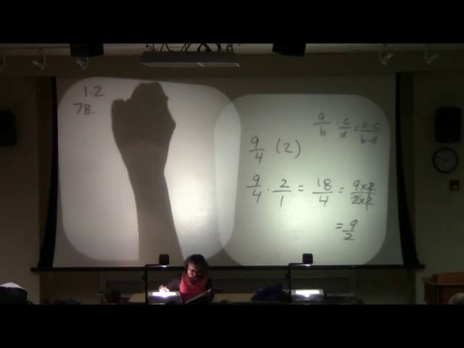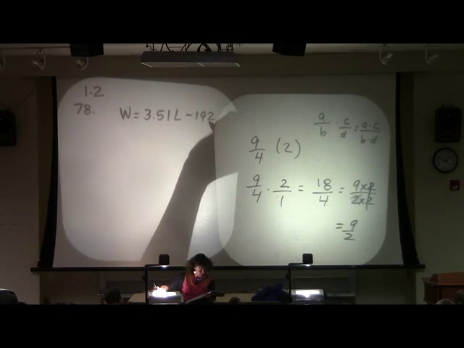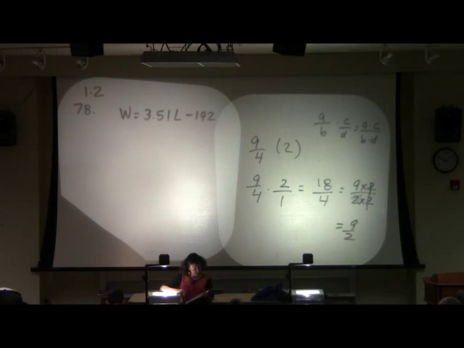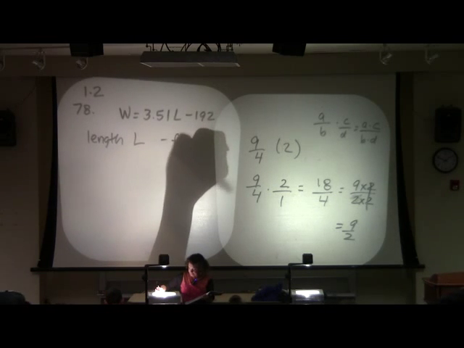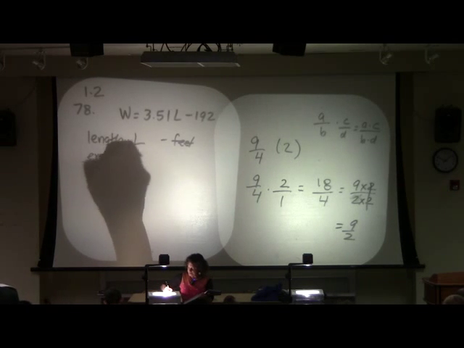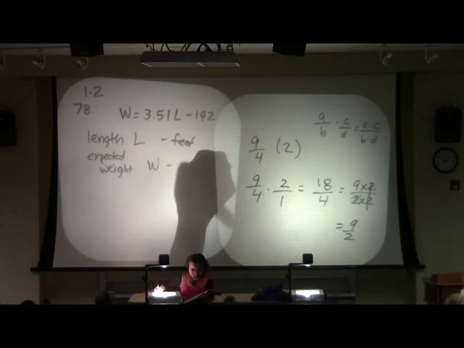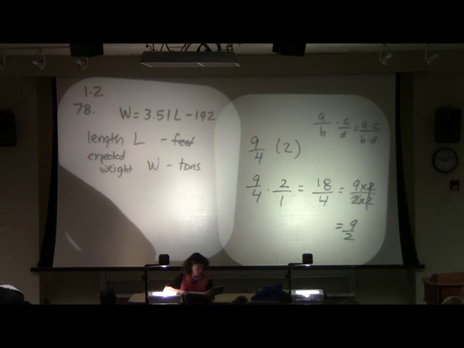The equation W equals 3.51L minus 192 expresses the relationship between the length, L, in feet, and the expected weight, W, and that's given in terms of British tons, of adult blue whales. And this equation was adopted in the late 1960s by the International Whaling Commission.